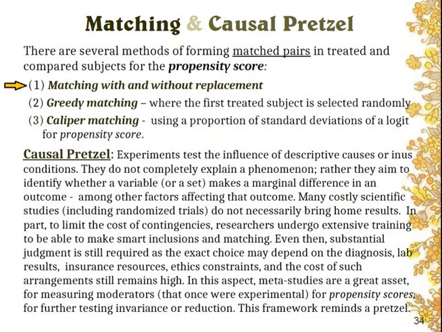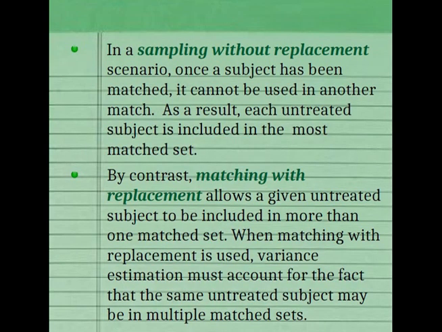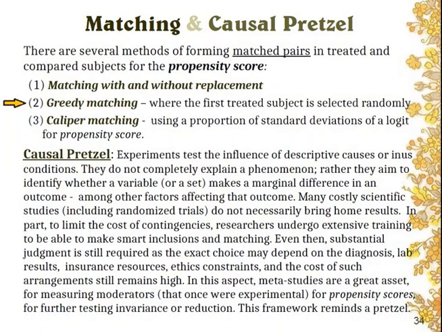Sampling without replacement means that once a subject has been matched, it cannot be used in another match. As a result, each untreated subject is included in at most one matched set. By contrast, matching with replacement allows a given untreated subject to be included in more than one matched set. When matching with replacement is used, variance estimation must account for the fact that the same untreated subject may be in multiple matched sets. In greedy matching, a treated subject is first selected at random.